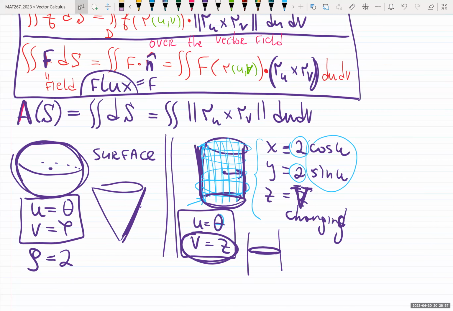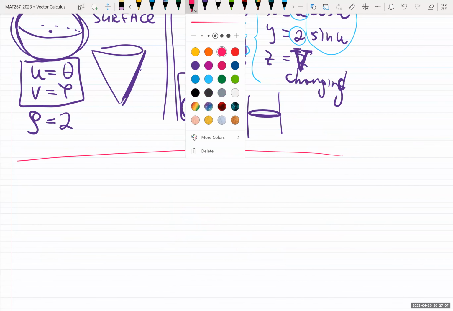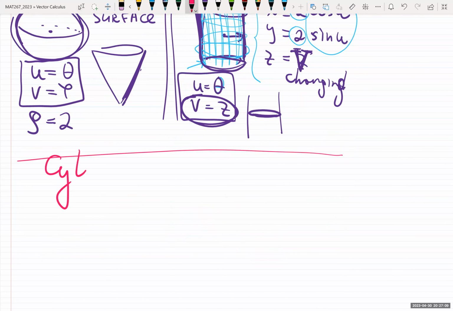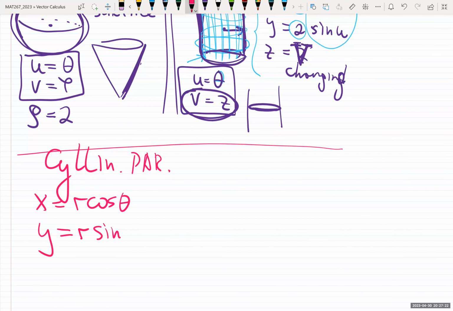I'm very confident everyone in this class should know how to create cylinder parameterization and spherical parameterization. Maybe I should do that. Cylinder parameterization. It's a circle that goes up and down. So x equals r cosine theta, y equals r sine theta, and z equals z. So boom, we have that.